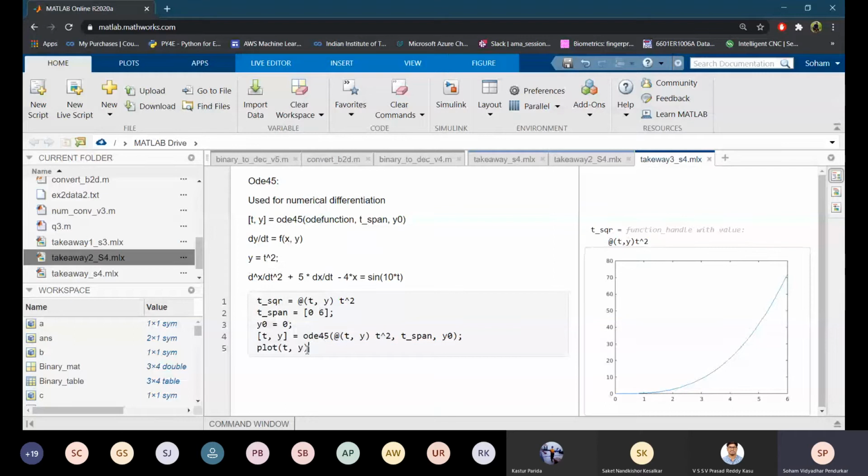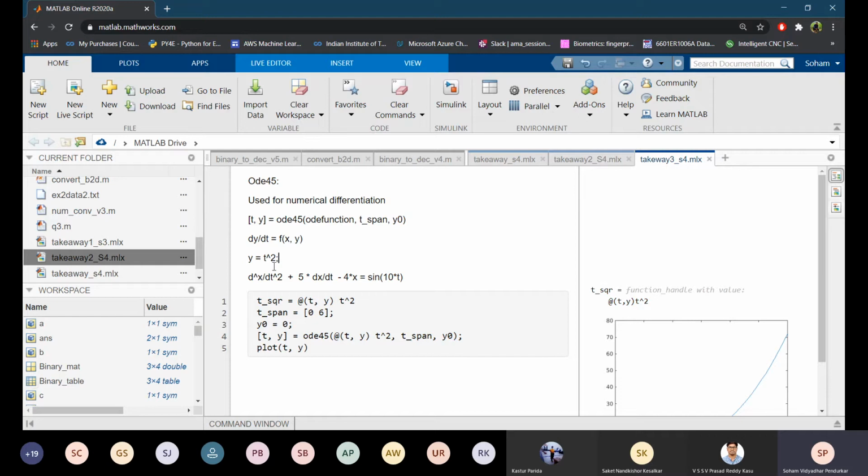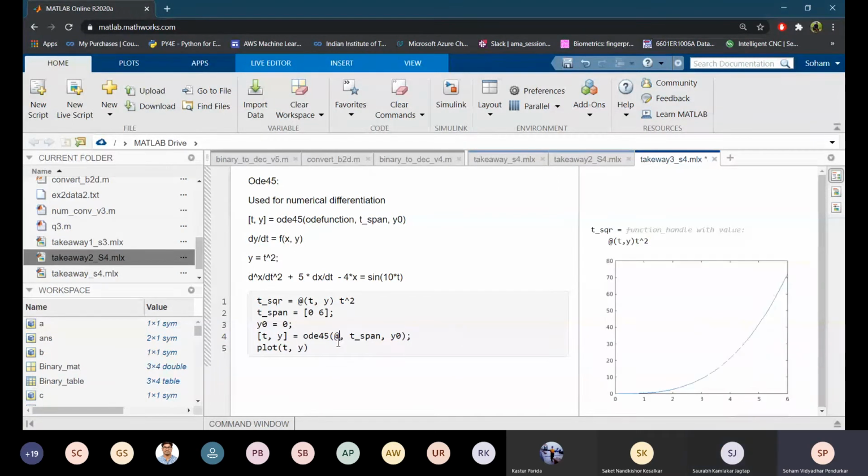So now this was for the trivial case of just this kind of differential equation in which dy by dt was just t square. If the definition is given in line 1 itself, like the function is t square, then why do we need to put t square again in line 4, in the ODE function? Yeah, okay, I forgot. Yeah, I can remove this. I was just modifying it during the error. So now you can get the same thing.